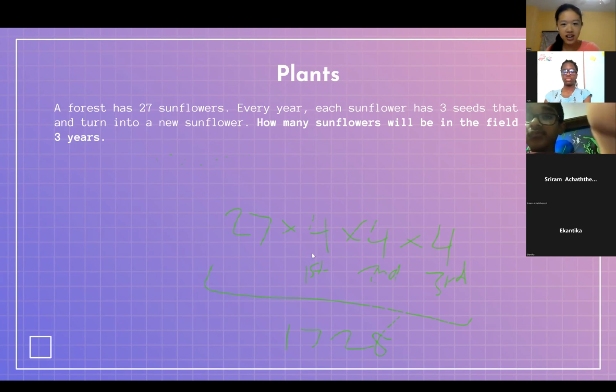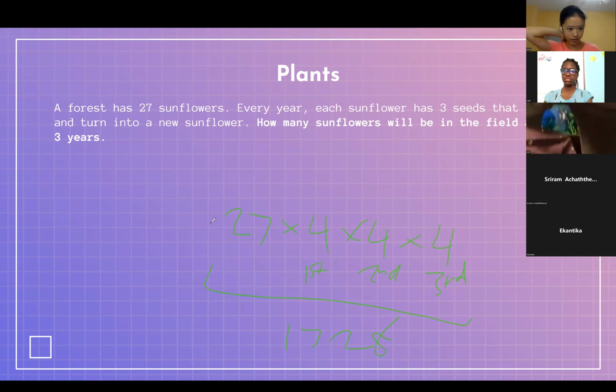So I think some of you might have done 27 times 3 times 3 times 3, but you have to include the original one. I originally forgot to include the original sunflower in the calculation.